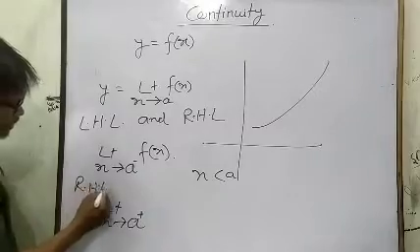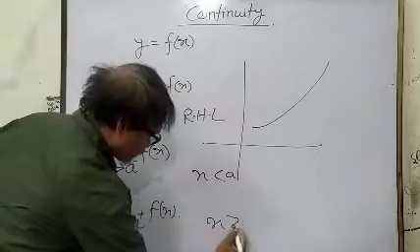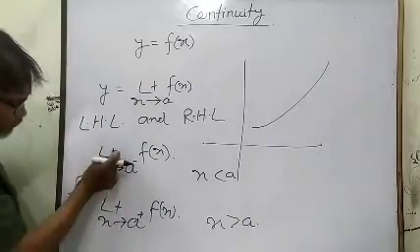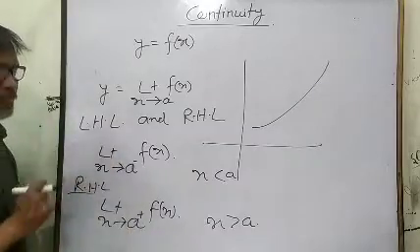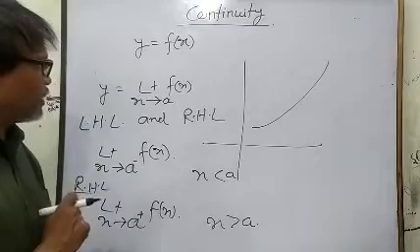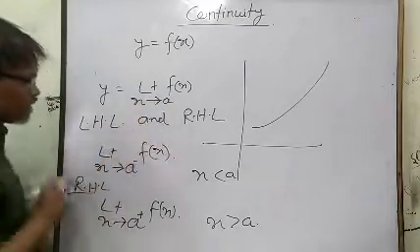This is the right hand limit and the function is f(x). It means x is just greater than a. Then we find the value. If both values are equal, then the function may be continuous. Also we find the value at x tending to a.